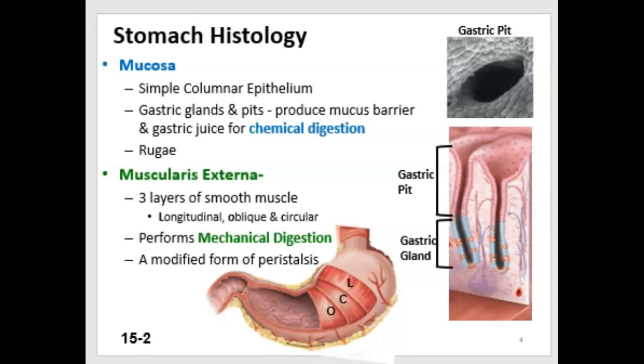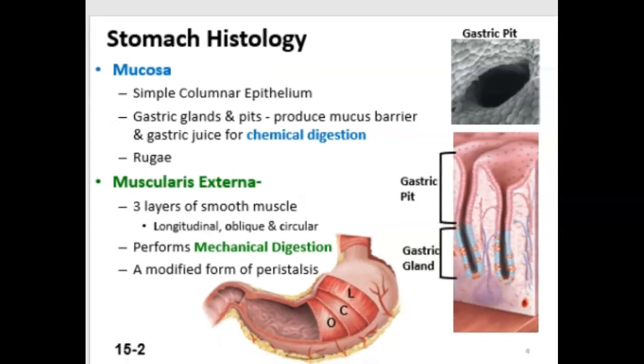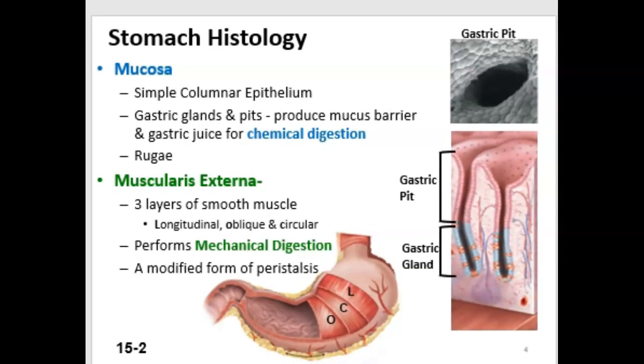The second layer that I'll look at here is called the muscularis externa, and unlike most regions of the alimentary canal, it's composed of 3 layers of smooth muscle rather than just 2. This reflects the mechanical digestion function of the stomach, during which food is pummeled and churned, whereas the gastric glands produce juice that will chemically digest substances.